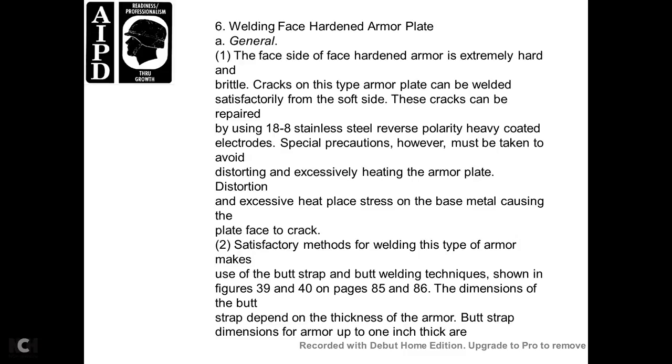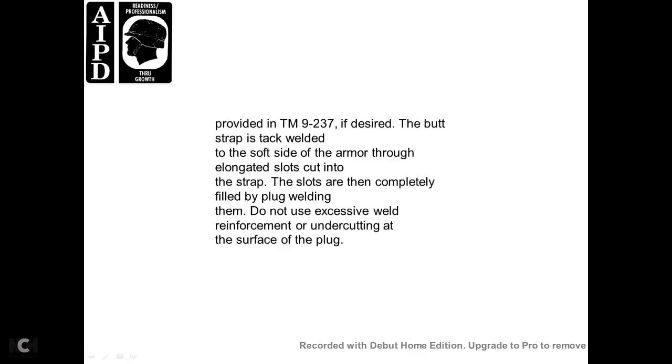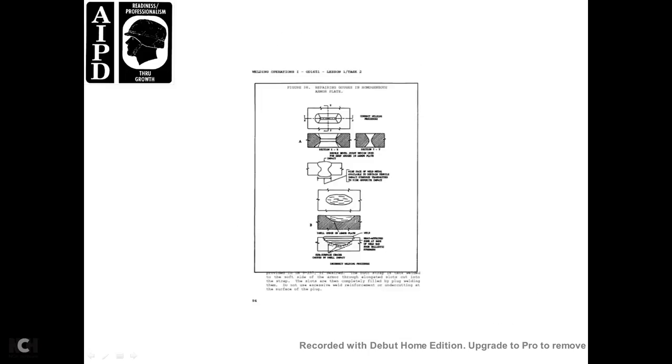The correct, satisfactory method of welding for this type of armored plate makes use of the butt strap welding technique shown in figures 39 and 40, with dimensions for the butt strap depending on the thickness of the armored plate. The dimensions are for armor plate 1 inch thick. Figure 38 shows the penetration gouge of the homogeneous armor plate.